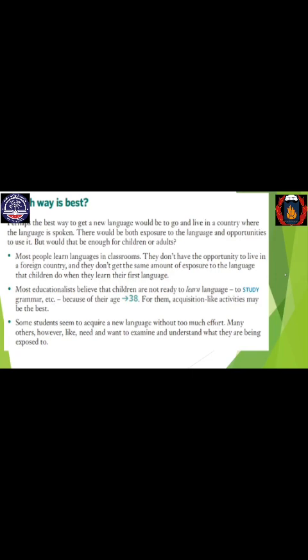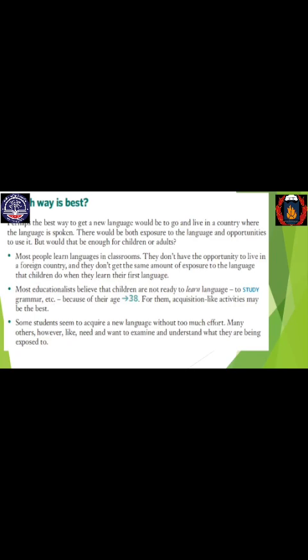Yes, their age, right? If you teach the grammar when they are young, what can happen to them? They will feel confused. It is very difficult for them to learn the technical knowledge. That's why acquisition-like activities are the best for young children.